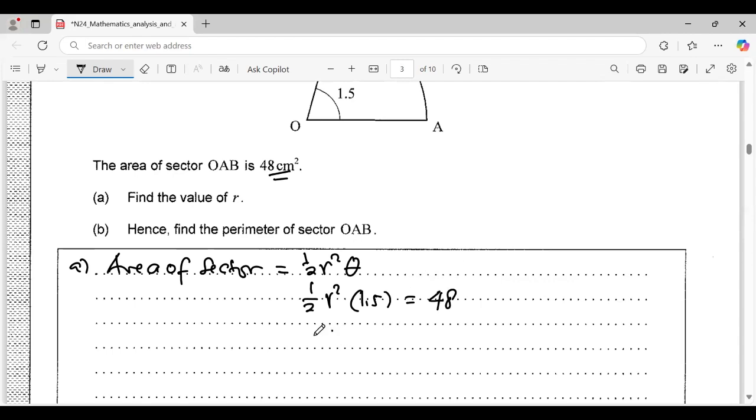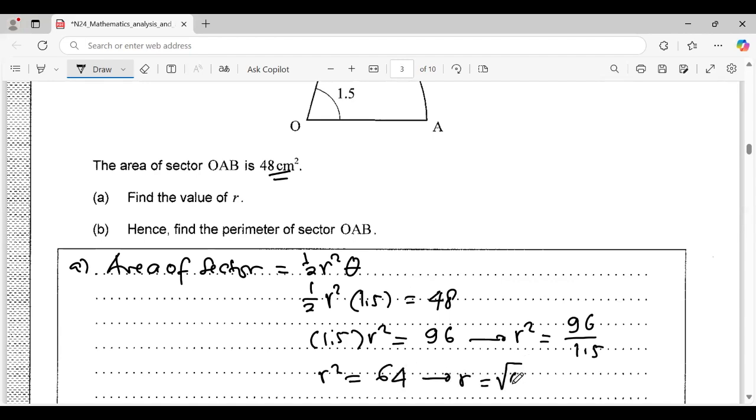And it's going to be 1.5 R squared equals 96. So R squared equals 96 over 1.5. R squared equals 64. So R equals root 64, which is 8 centimeters.